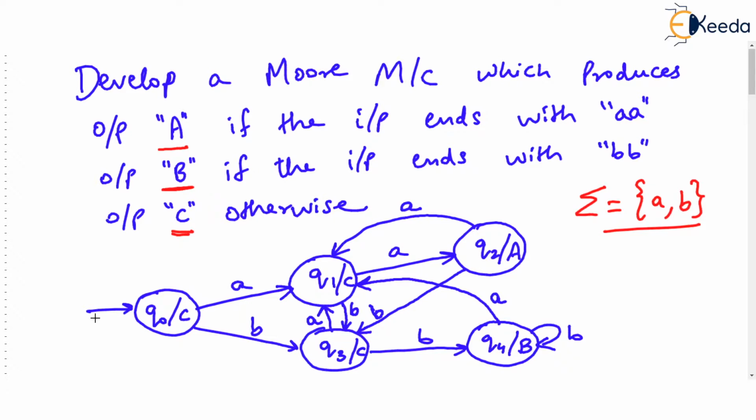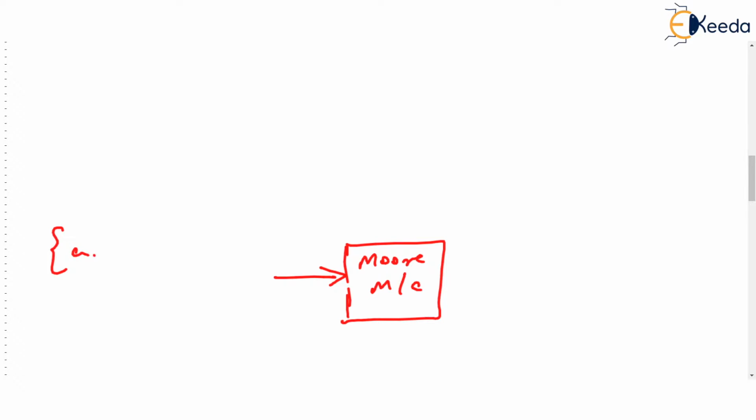What I am talking about is, let's say this box is the Moore machine we are developing for the given problem. And you know the input is made up of small a, b. This is sigma in our problem. Now, what if we give input like this, A, B, A, B? Notice that the input ends with A, B here. The question asked is that if the input ends with double A, then output capital A. If the input ends with double B, output capital B. Otherwise, output C.